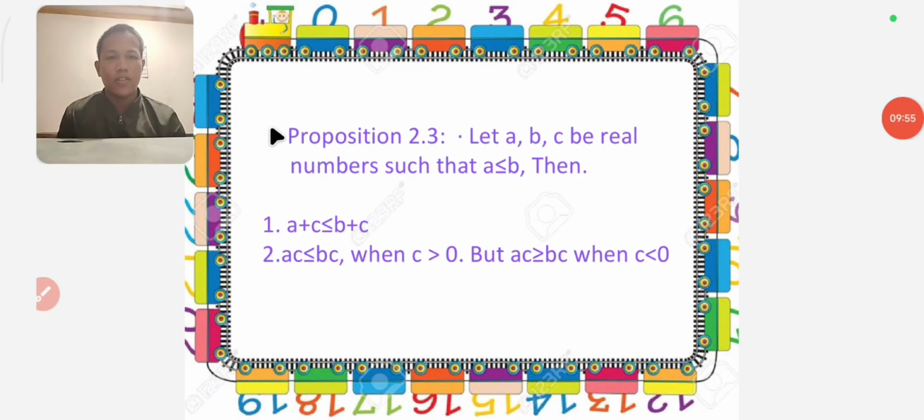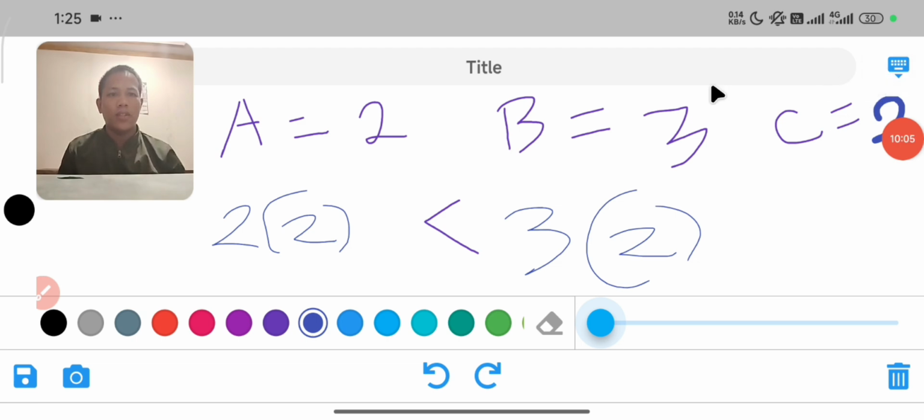So, next is A times C is less than B times C when C is more than 0. Let's also have an example here. 2 times 2 is equal to 4, and that is less than 3 times 2, which is equal to 6. And that satisfies the law of trichotomy as long as C is more than 0.